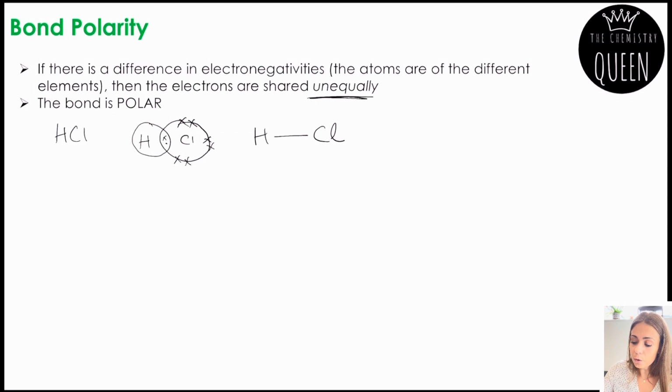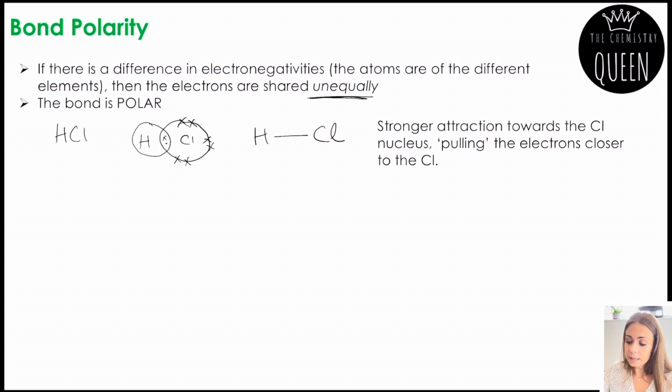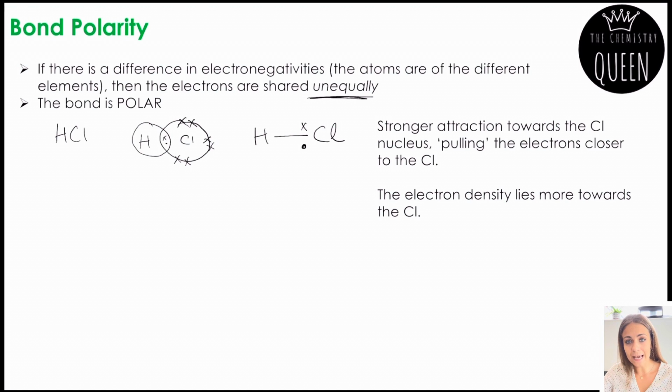Now, chlorine is actually more electronegative than hydrogen. And what does that mean? That means that the chlorine is pulling the electrons in the bond towards itself much more strongly than the hydrogen. So those two electrons in that covalent bond are going to be pulled towards the chlorine, and they're going to sit much closer to the chlorine atom than the hydrogen atom. We know that electrons are negatively charged, so the negative charge, or the electron density, lies more towards the chlorine. This results in a polar covalent bond.